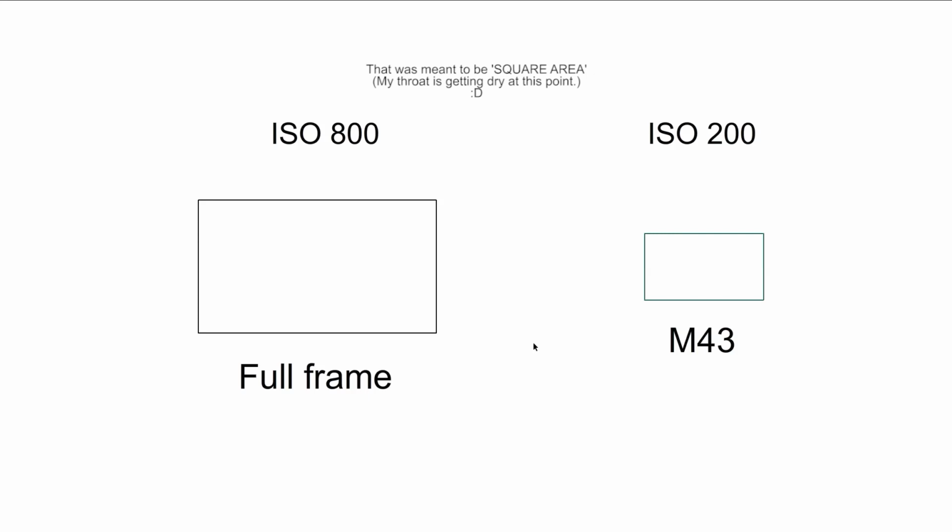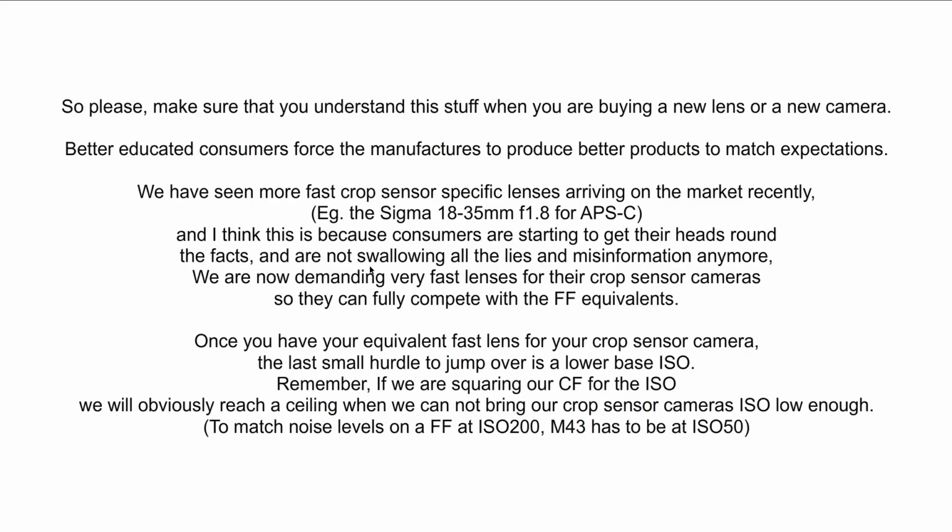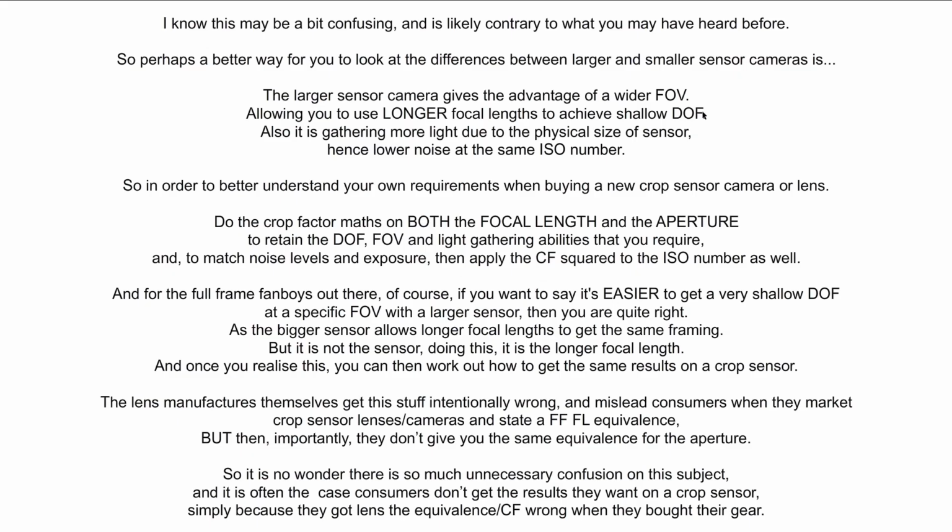It's not because there's anything wrong with the crop sensor, the technology isn't inferior, it's just smaller. So you've just got to accommodate for that in your formulas. Anyway, so there you go, that covers that. I know this is a bit of a wordy page, but let's just get through it. I know this might be a bit confusing and it's slightly contrary to what you've heard before.